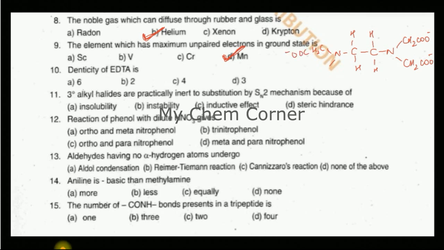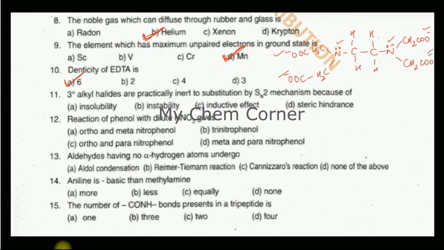Alright. So, in this, when I count the number of centers available, that is basically your denticity, I have 1, 2, 3, 4, which are the negative charges on oxygen of the acetate ions, and 2 lone pairs on nitrogen, which are 5 and 6. So, therefore, the denticity is going to be 6. Alright.